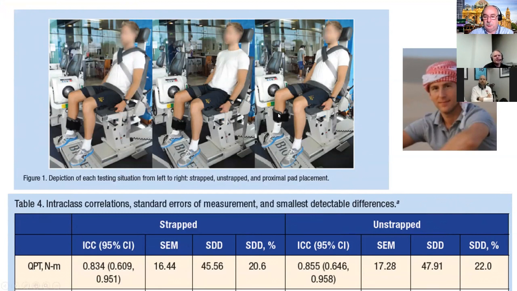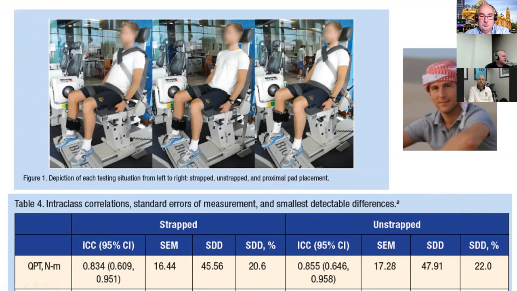And there was another argument about should this pad go up or down your leg. Cut a long story short, the absolute least noisy measure for this device, which costs about 30 grand secondhand, or about 70 grand brand new, has noise of about 20%. Not because this machine is noisy, this thing can measure to about 0.01 of a Newton meter. It's because this bloke sitting on it can't spit out exactly the same numbers each day.